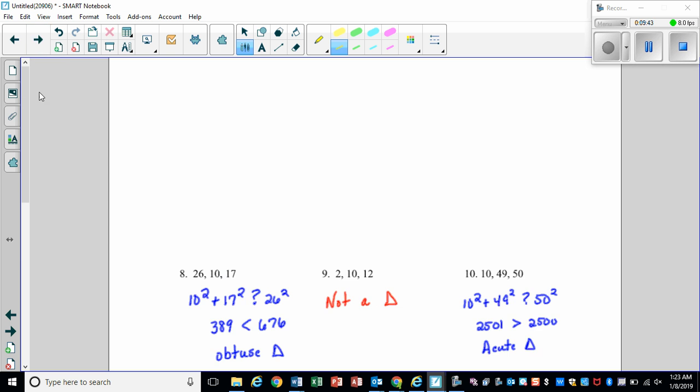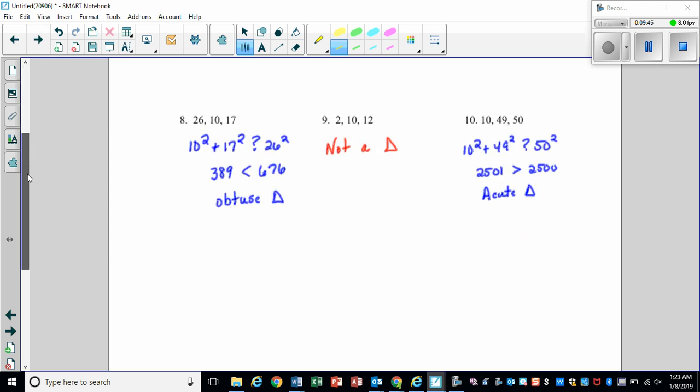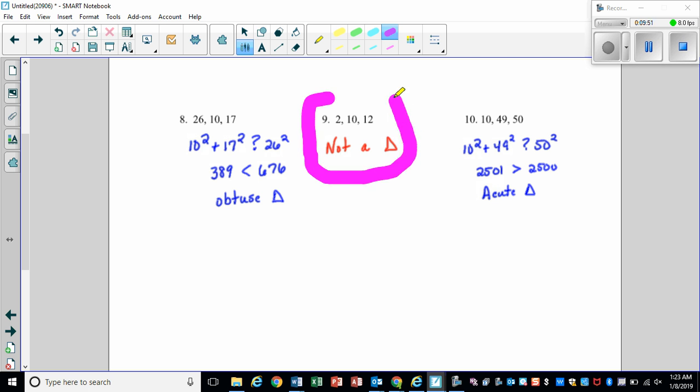Okay? All right, so in this case, number 9 is not a triangle, okay? Because 2 plus 10 is not more than 12. Because it's not a triangle, you just say not a triangle. You don't need to do anything with it. Okay? But the others, you have to determine which are going to be acute, right, or obtuse. Okay? a squared plus b squared, is it more than c squared, equal to c squared, or less than c squared? Okay?